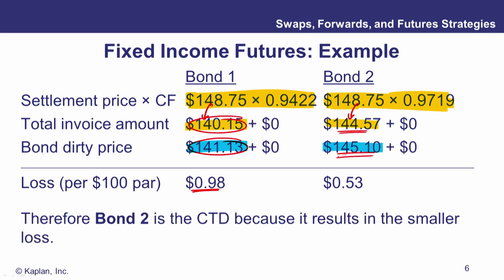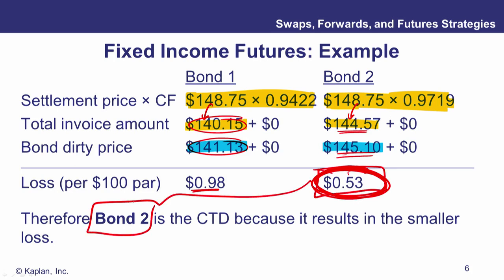So the point of this analysis is you'd rather have this smaller loss when, as a short position in the futures contract, you're deciding which bond to buy for the blue amount and deliver out and receive in the orange amount under the futures position. You'd rather suffer the smaller loss. So bond number 2 is the cheapest to deliver bond here.